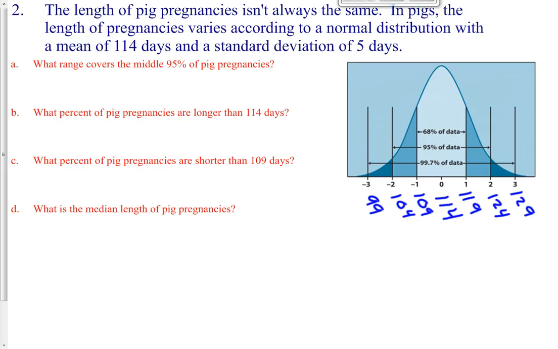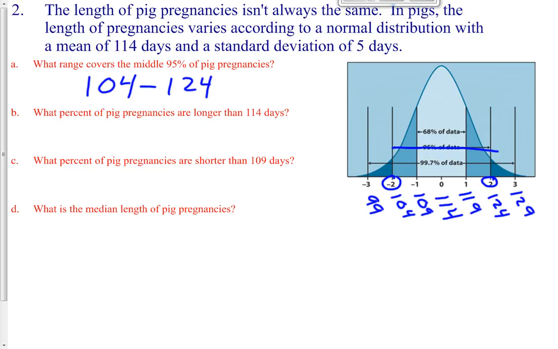What range covers the middle 95% of pig pregnancies? 95% is between a negative 2 and a positive 2 standard deviations from the mean. So between 104 to 124 days, 95% of pigs are pregnant between that range, 104 days to 124.